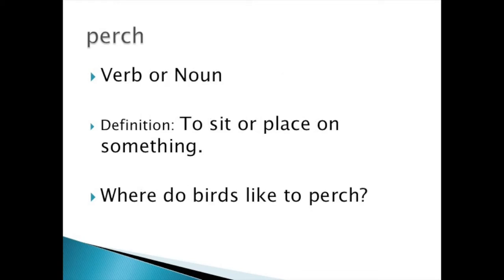Our next word is perch. Perch could be a verb or a noun. The definition of perch is to sit or place on something. So, when it's used as a verb, it's that action of sitting on something, maybe at the edge of it. And when it's a noun, it's the particular place where the person or thing is sitting. If I were going to use the word perch in a sentence, I might say, the students were perched at the edge of their seats for the interesting vocabulary lesson. Where do birds like to perch? Think about your answer and write it on your vocab sheet.